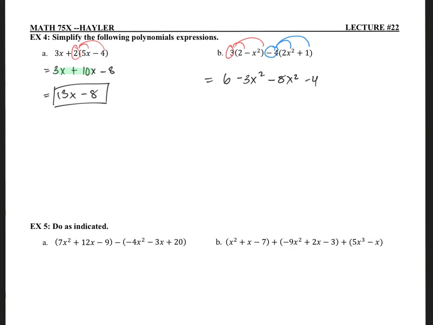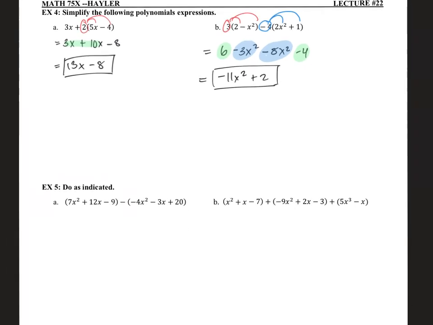Now, can we combine any like terms? Well, we have the 6 and the negative 4. And then we have the negative 3x squared and the negative 8x squared. So combining the x squared terms, we get negative 11x squared. Combining the regular number terms, we get 2. Similar to what we've worked with before.